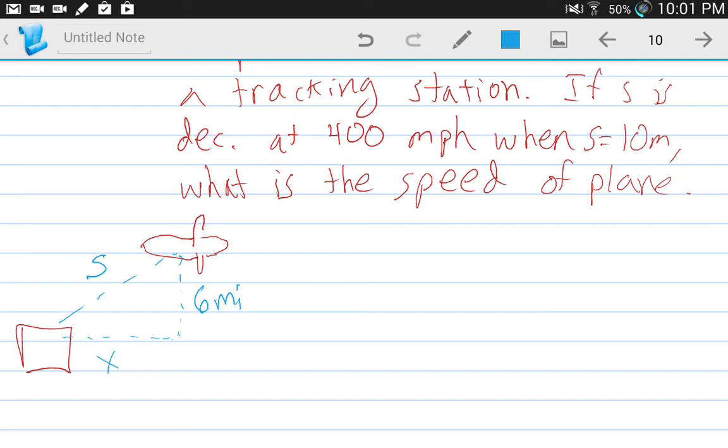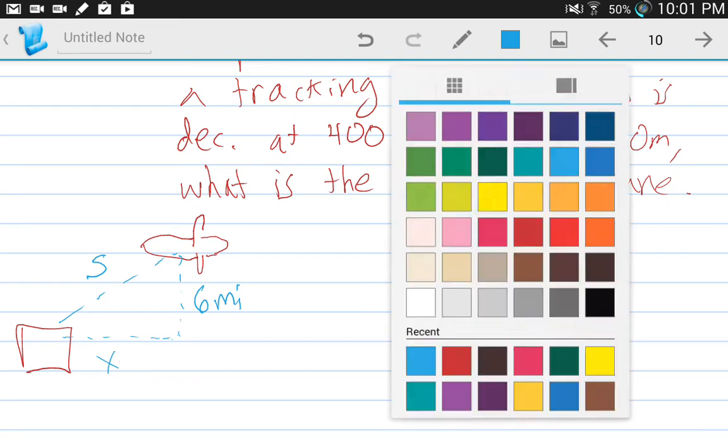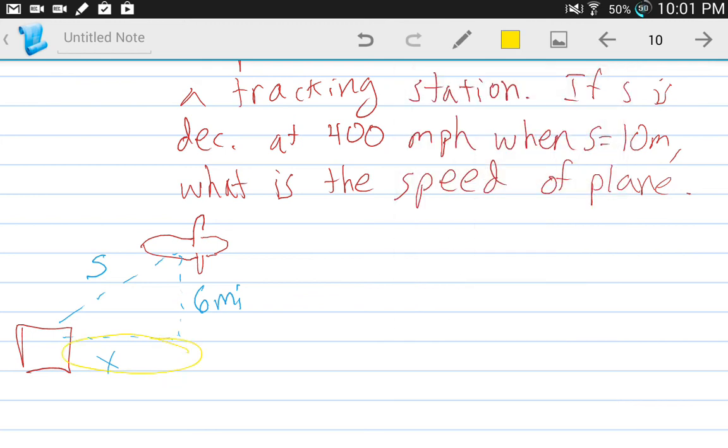And what you can kind of notice by this is X is our horizontal distance, right? And S is my actual distance from the tracking station. And so it's changing, it's flying this way. It's not going to crash into the tracking station. So X is going to be the distance that the plane's traveling, right? It's traveling in that kind of direction. And so when we're thinking speed, speed is going to be dx over dt, because remember, speed was the derivative of the position, of the distance.